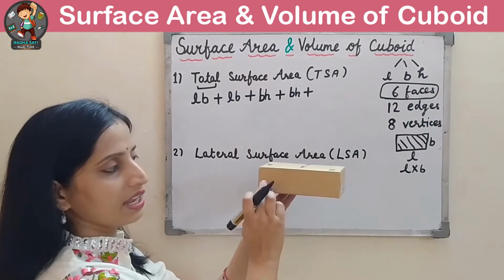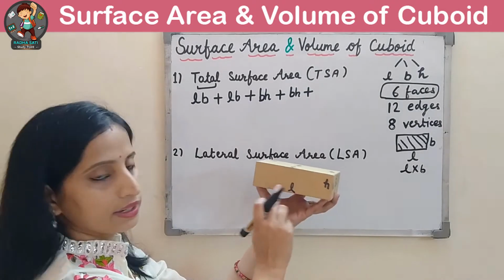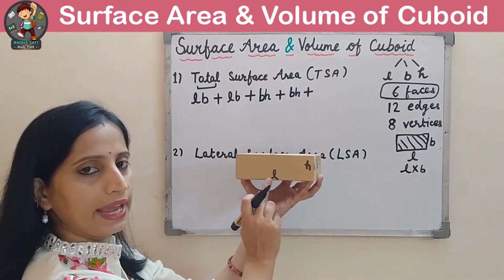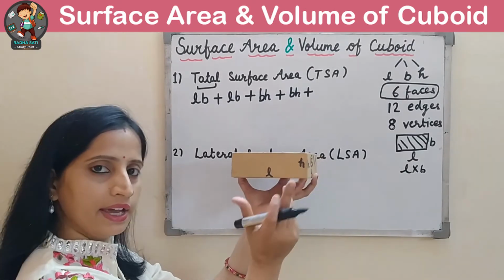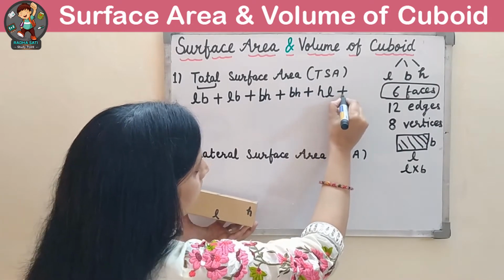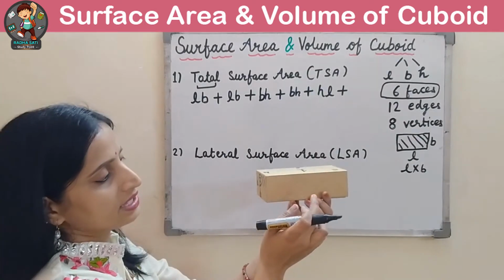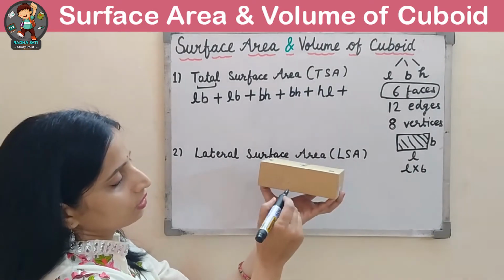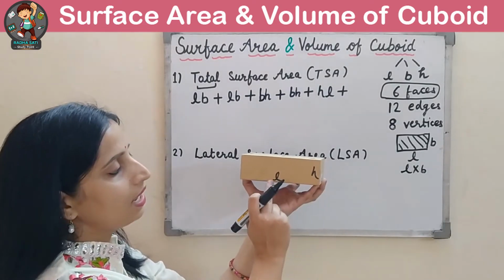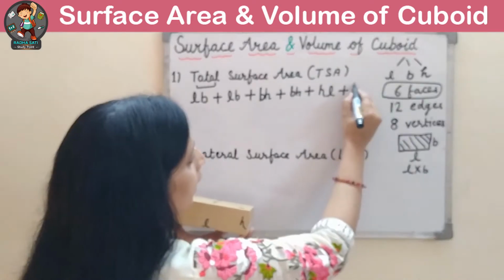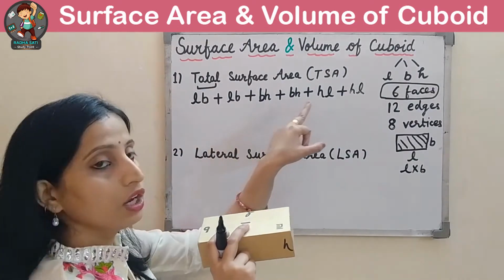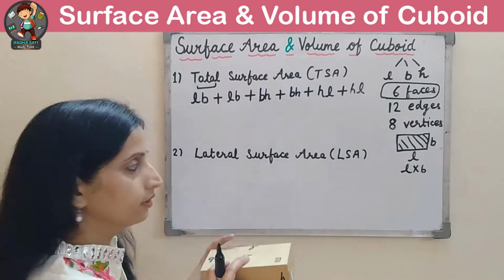Now these two faces are left, this face and this face. The area of this face will be H multiplied by L, or we can write L multiplied by H. Both will be correct. So write it HL plus. Now only the last face is left, this one. This is our length, this is our height. So the area of this face will also be L multiplied by H, or I have written HL. Okay. So these are the areas of all the 6 faces of a cuboid.